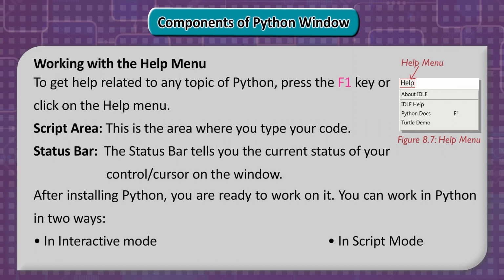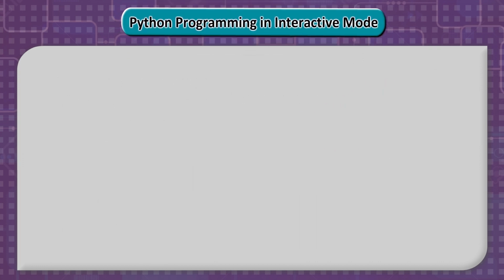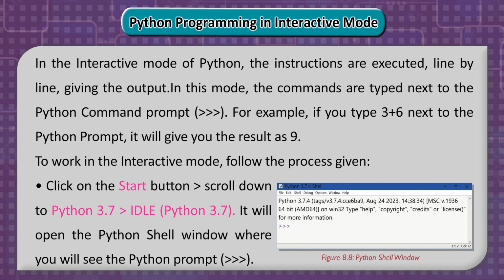You can work in Python in two ways, in interactive mode and script mode. Python programming in interactive mode. In the interactive mode of Python, the instructions are executed line by line, giving the output. In this mode, the commands are typed next to the Python command prompt. For example, if you type 3 plus 6 next to the Python prompt, it will give you the result as 9. To work in the interactive mode, follow the process given. Click on the Start button, scroll down to Python 3.7, then IDLE, Python 3.7.